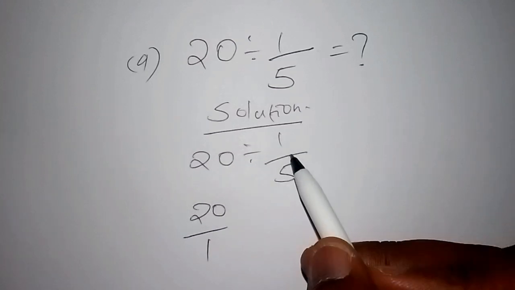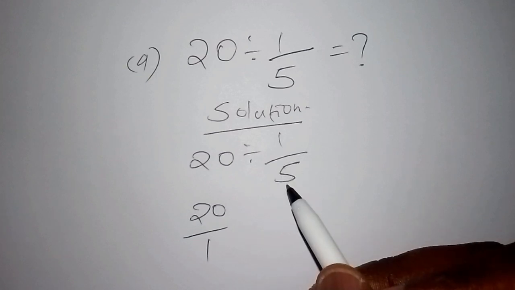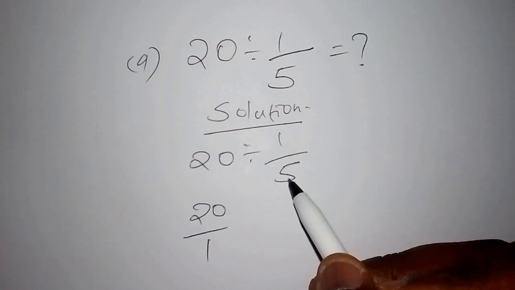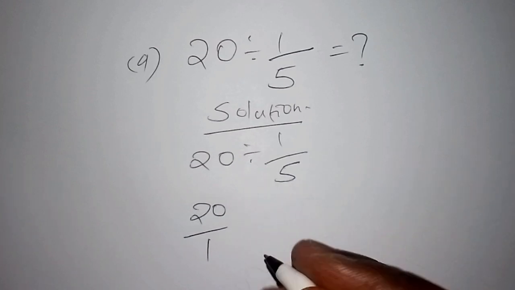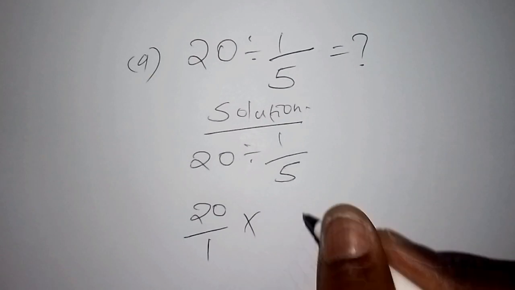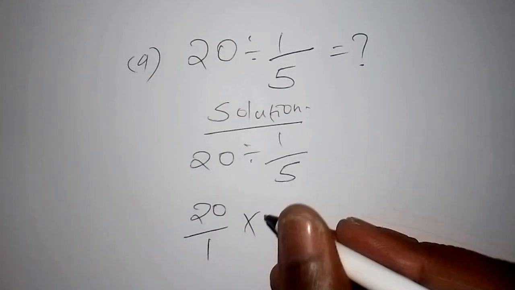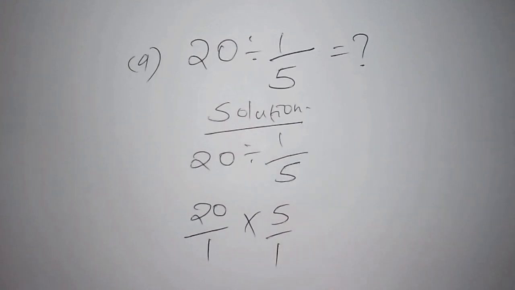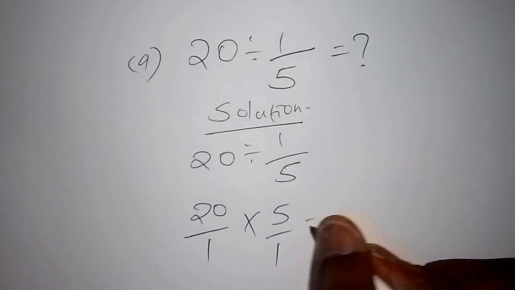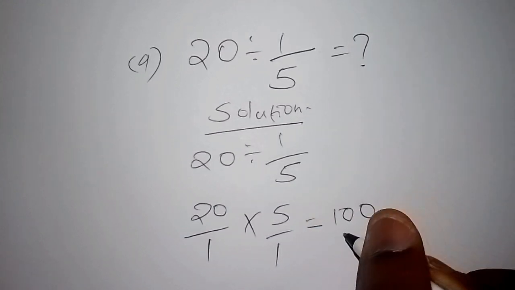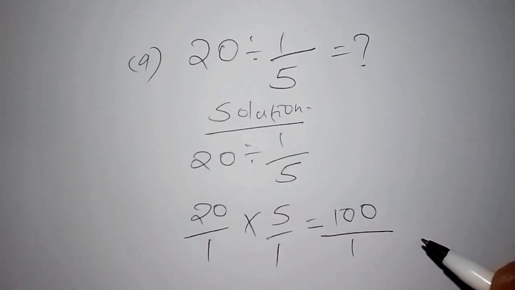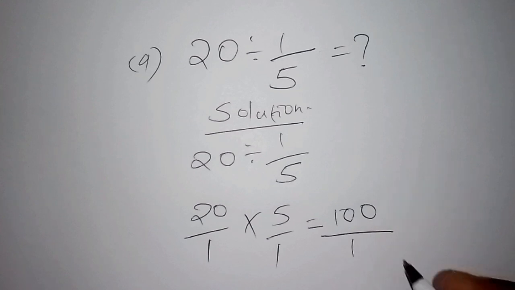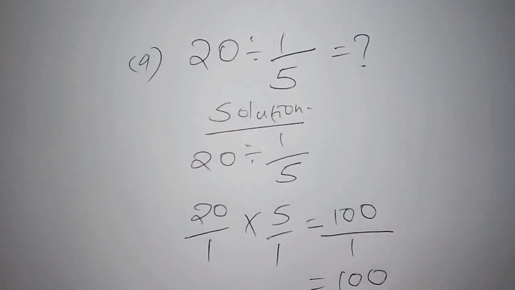Then, as I said, we are going to change 1 over 5 to its reciprocal. When you change 1 over 5 to its reciprocal, the sign of division must change to the multiplication sign. The reciprocal of 1 over 5 shall be 5 over 1. So in this case we shall have just 20 times 5, which is 100, all over 1 multiplied by 1 is 1. Anything that is over 1 is itself, so 100 over 1 means our answer here is 100.